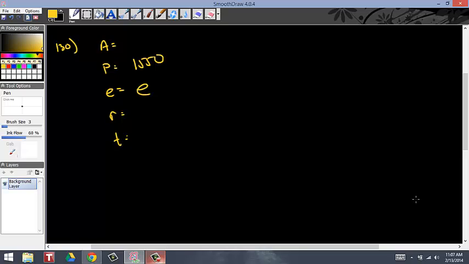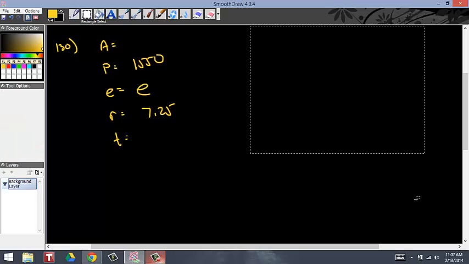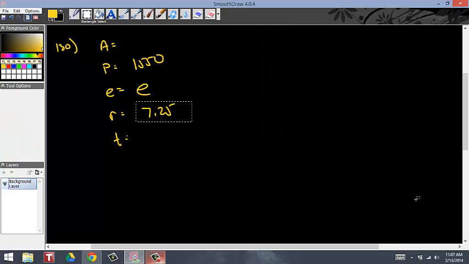The interest rate, here's where people are going to make their biggest mistake. The interest rate is 7.25%. The biggest mistake I'm going to see is people are going to put 7.25 under r. What is the interest rate actually? 0.0725. Okay?